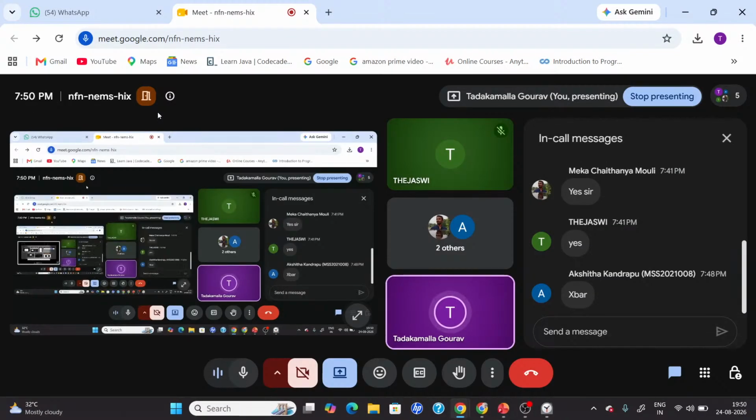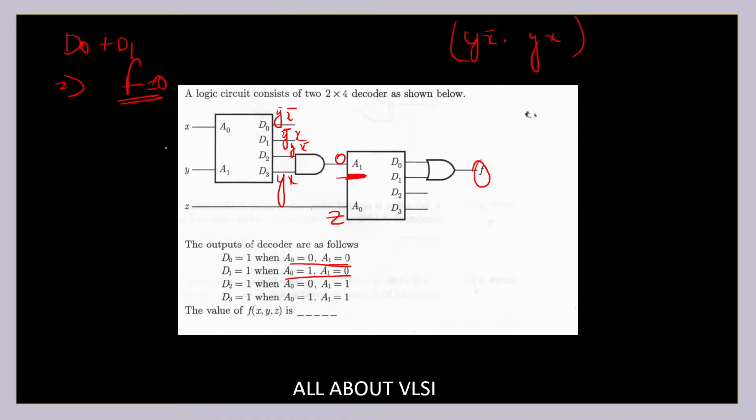Others also, are you getting the same? X bar, okay? Yx bar into yx is 0, right? So this AND gate output is equal to 0, and we have one more input as z. So the output is the addition of these two minterms, D0 and D1, where D0 is nothing but y bar x bar, and D1 is nothing but y bar x.